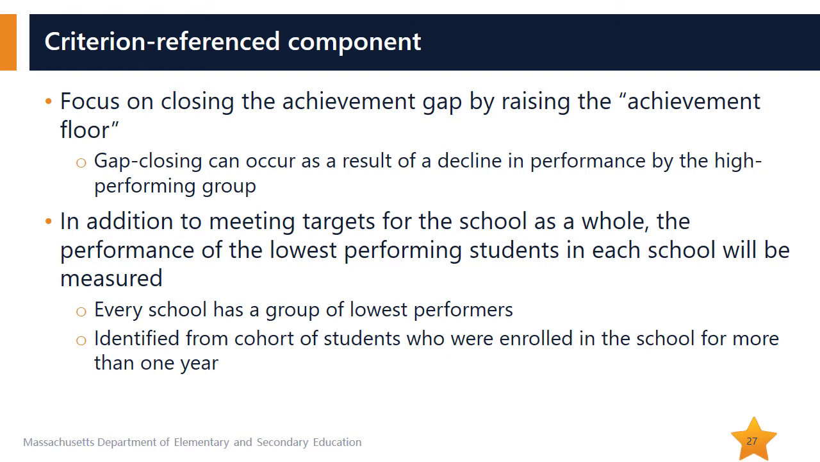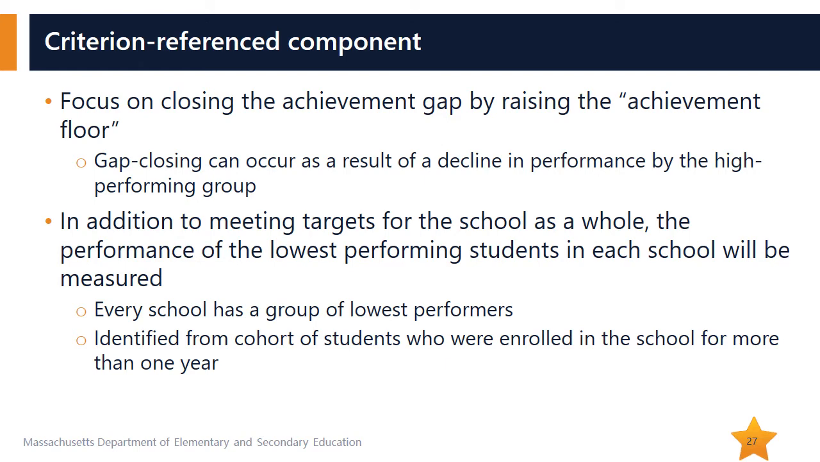In thinking about how to focus on closing gaps, we thought about our overall goal: to raise the performance of the lowest performing students. If this is done successfully, then we will also see achievement gaps closing. So in the new system, we intend to measure how schools are doing in meeting targets for the school as a whole, as well as for the lowest performing students in each school. Every school has a group of lowest performing students, even if this group varies in performance from school to school.